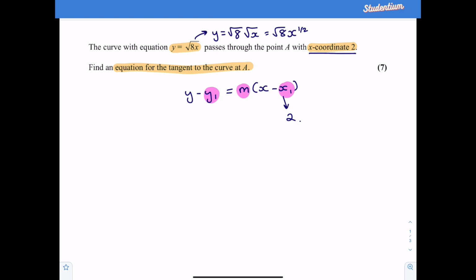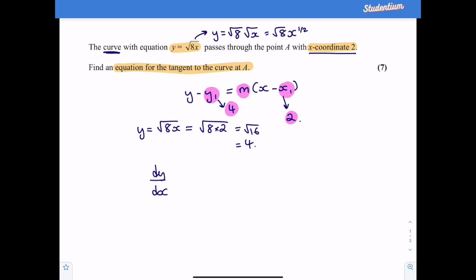First, I would work out what my y is. I know that y is equal to root 8x, so that's root 8 times 2, which is root 16, which is just 4. So there I would say that my y1 is equal to 4. So I know now x1 is 2, y1 is 4. Now we need to find the gradient. Because we have a curve here, not a straight line, if we want to find the gradient of a curve, we differentiate it.